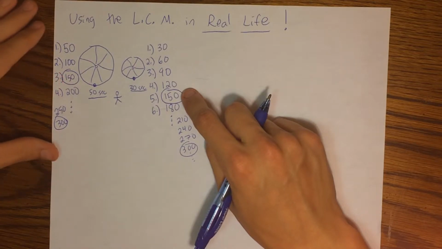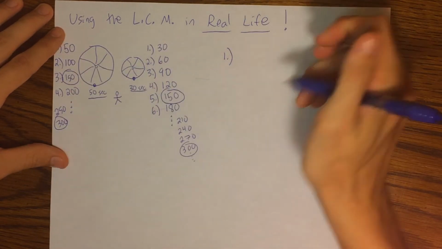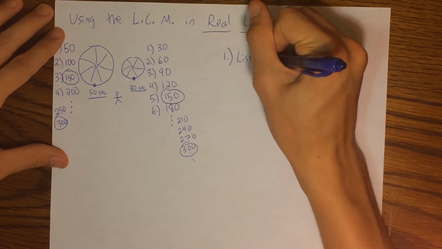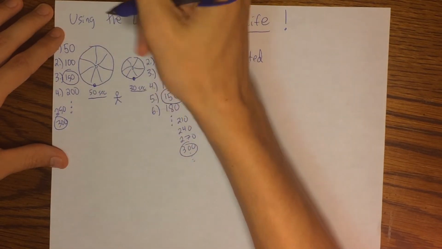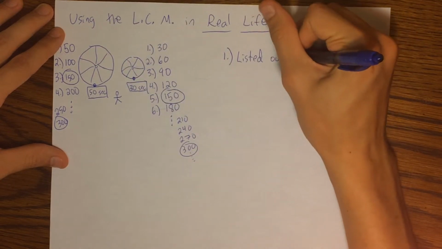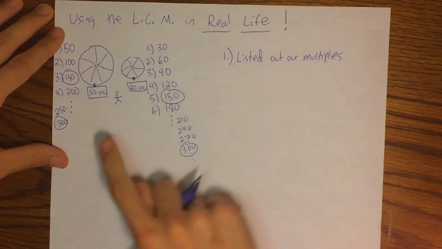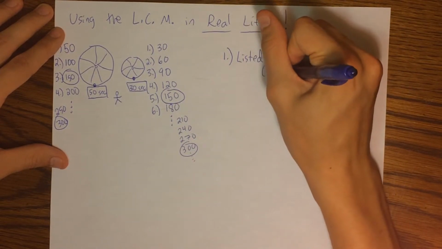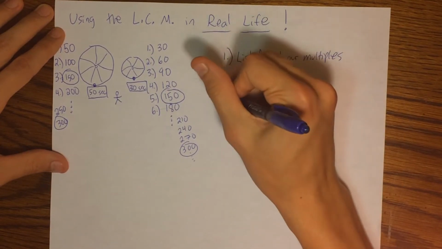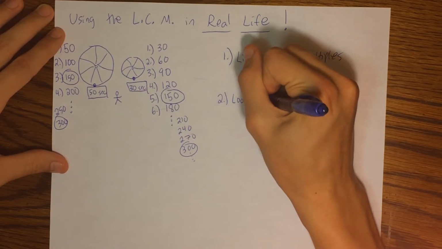Okay, so let's review what we just did. All right, first we listed out all of these numbers, and those, if you remember, were the multiples of 50 and 30. So we listed out our multiples. And notice we didn't list out all of them because that would take eternity. We listed out some of our multiples, right? So then we looked for our common multiples.